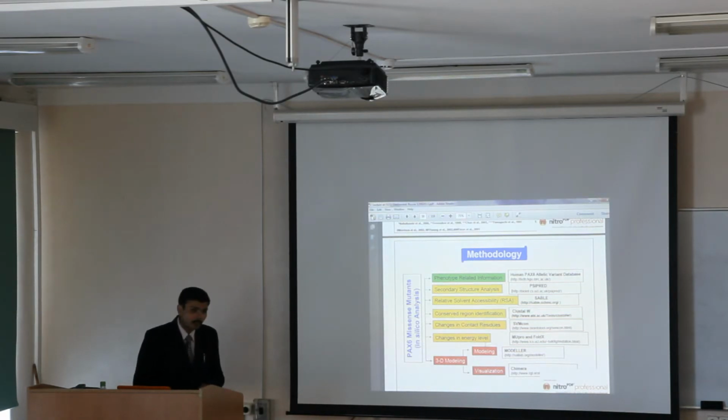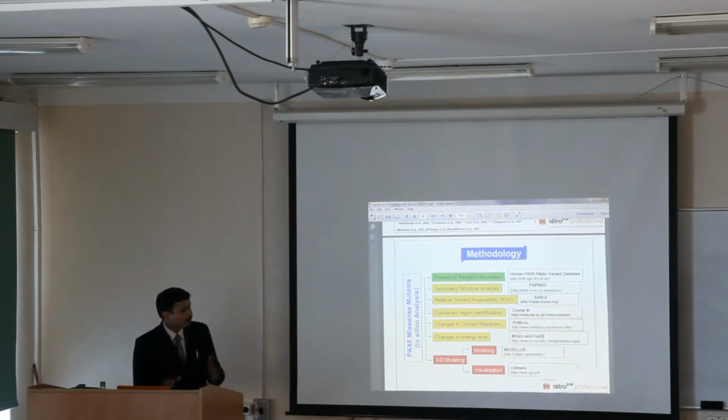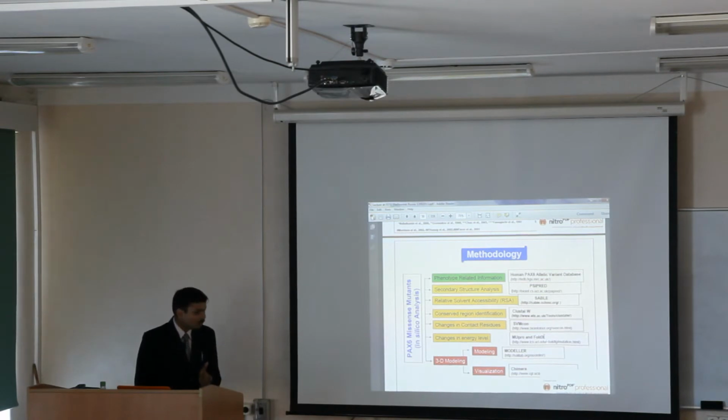Then the energy level. When there is a mutation in a protein, this results in a change of the energy level. Because of the mutation, the energy of the protein decreases. How do we calculate the energy of the mutant protein? For that, we use these software tools, MUpro and FoldX. All these software tools are available online free of cost, and you can use them to study the function of a protein.